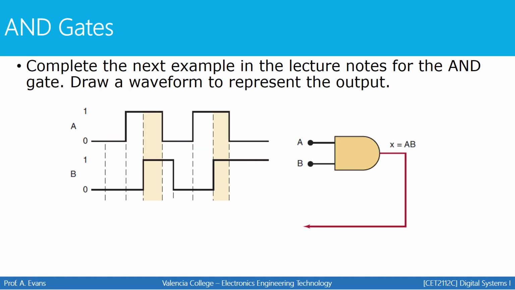On your notes, you'll have another waveform for the AND gate. So take these 2 inputs that are applied to the AND gate and now try to determine the output waveform based on the idea of AND.